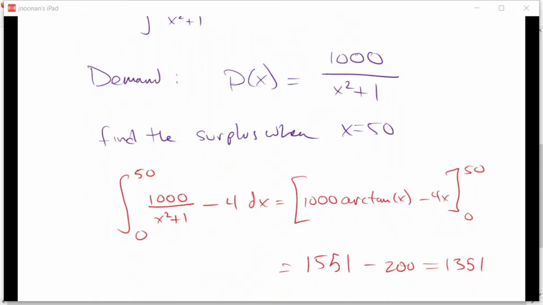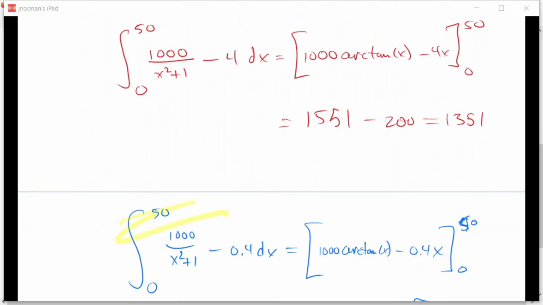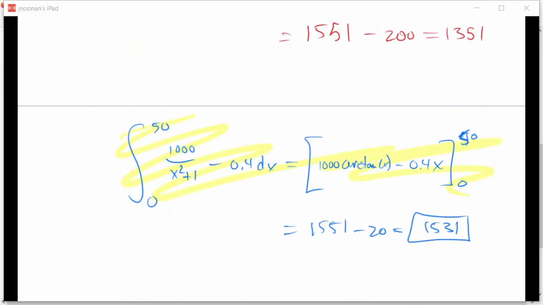And then here's the corrected version down here. The only thing that I changed is this right here. And notice it's almost the same, just change those two digits. Isn't that interesting? So I got 1531 instead of 1351. So if you have either of those answers, you're doing great. If you just have the integral, you're doing great. Well, mostly.